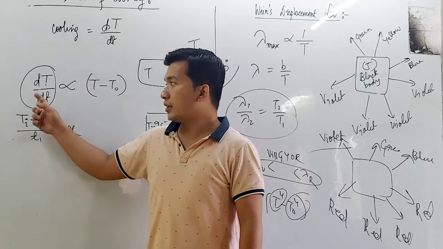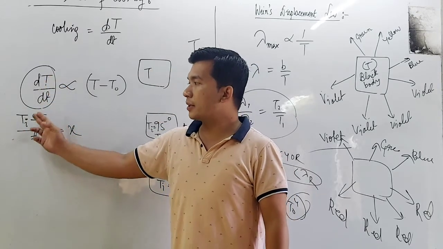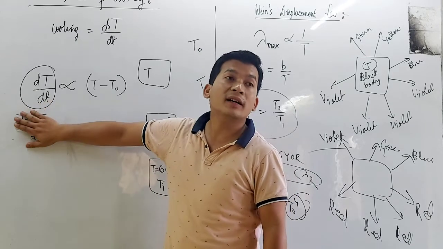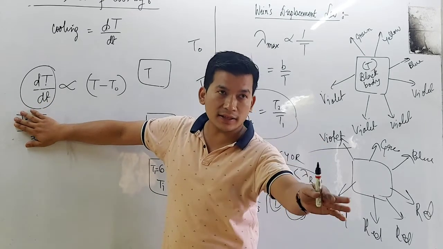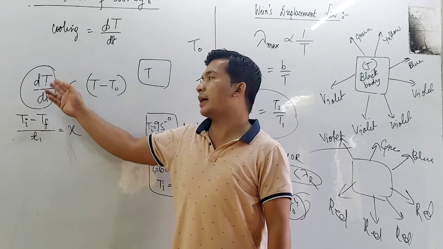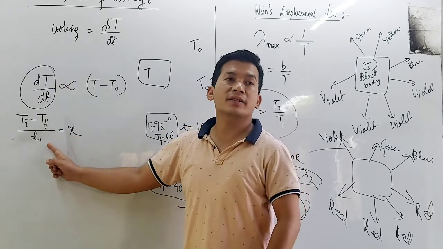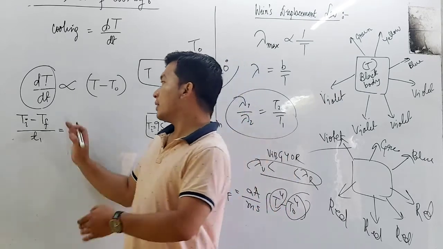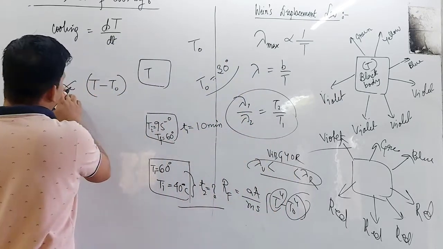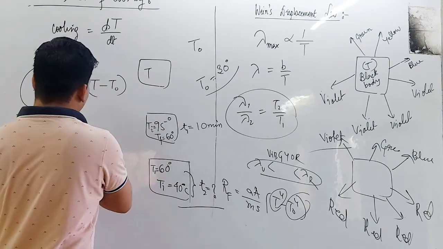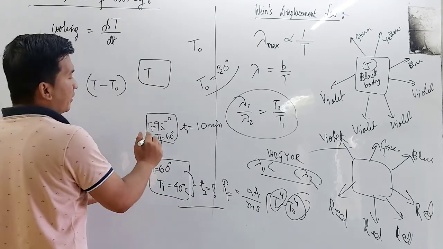The duration. Yeah, bro. Change in the temperature divided by duration. Duration is 10. Understand? So we write the differential form in terms of initial, final, and duration. And for removing the proportionality, we have to put it as x. Do you understand the logic behind here?